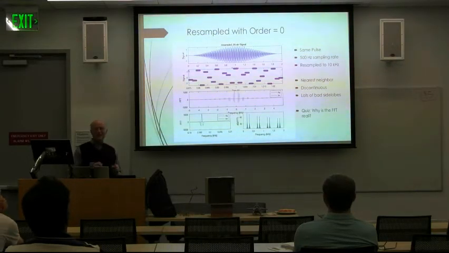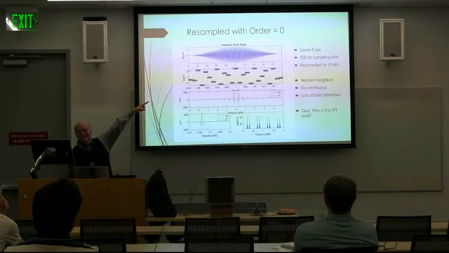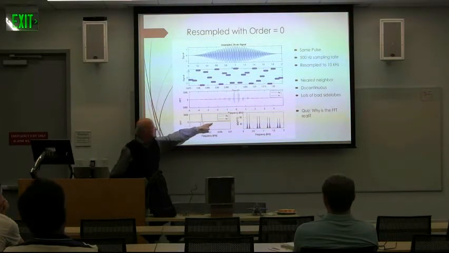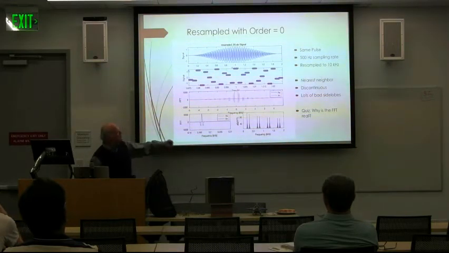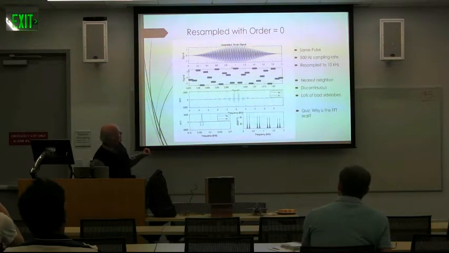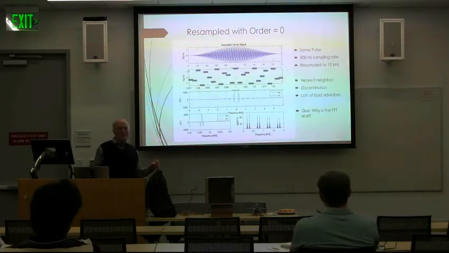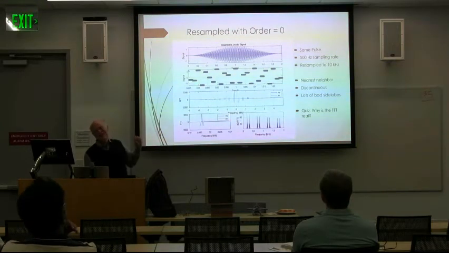You can just take the nearest neighbor. So there's our nearest neighbor interpolation. And we see that the FFT has all of this cruft in it, this junk. Those are side lobes. And there's a little bit of background jiggle here also. The first side lobe is only about 60 dB down from the main peak. It's very bad, so you probably don't want to do it that way.